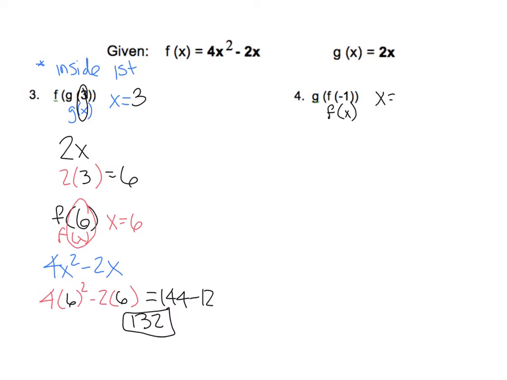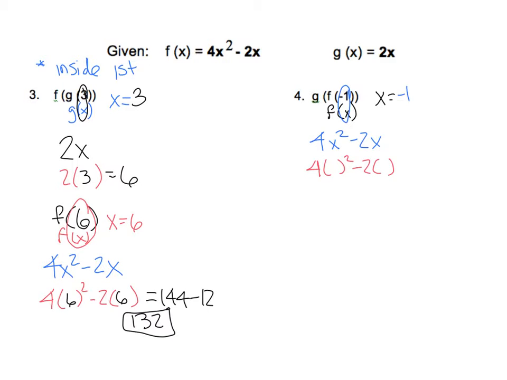All right, next problem, same concept, okay? But notice this time the inside is the f of x. So that's what we're going to have to do first. And based on this, we know that the x is going to be equal to negative 1. So remember, we're using the f of x first because that's inside of those parentheses. So we have the expression 4x squared minus 2x that we're going to substitute into first.